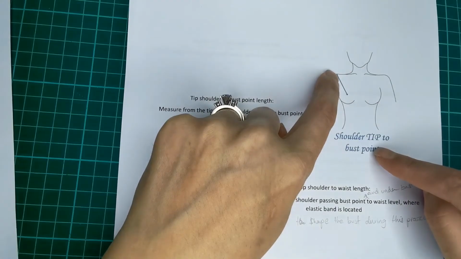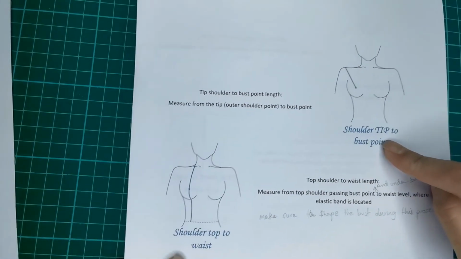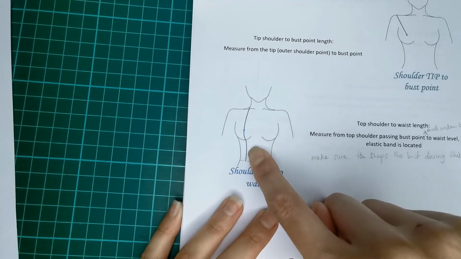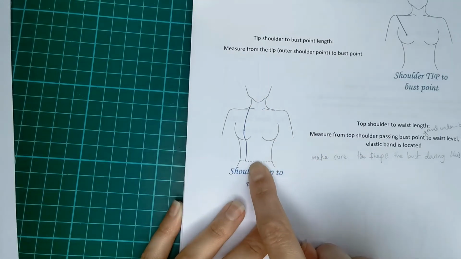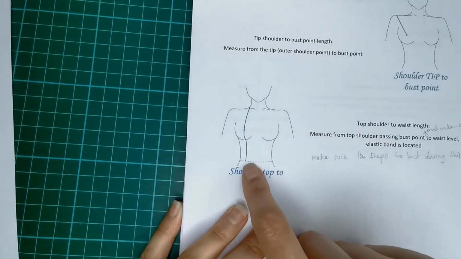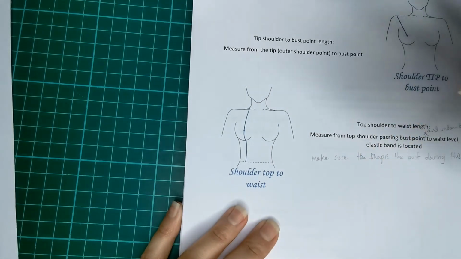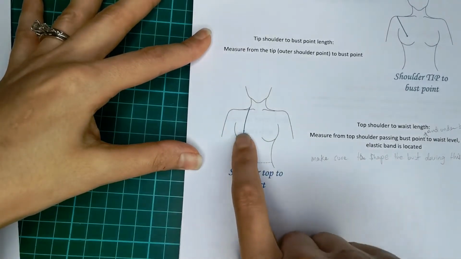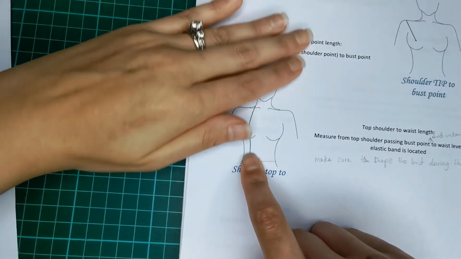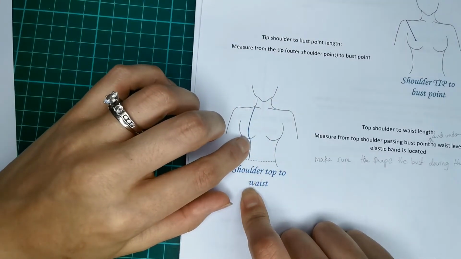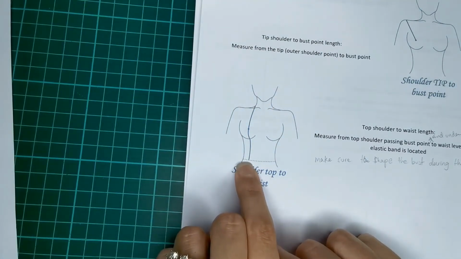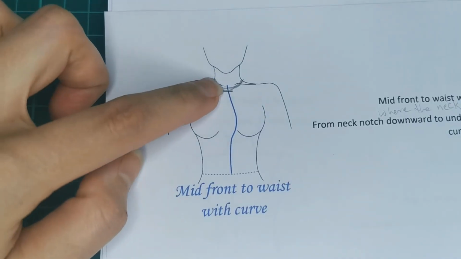Then I'll take the measurement from the shoulder tip to the bust point, and then from the bust point to the under bust to the waist. So from shoulder top to the waist. Just make sure when you take this measurement that you take the curvature, like make the measuring tape take the same shape of the customer's bust, okay? Take the curvature of the bust. Don't make it straight from the bust point, just go smooth around the bust point, bust area, okay? And make sure to reach the elastic band or the level of the waist. Mid front to waist with curve.